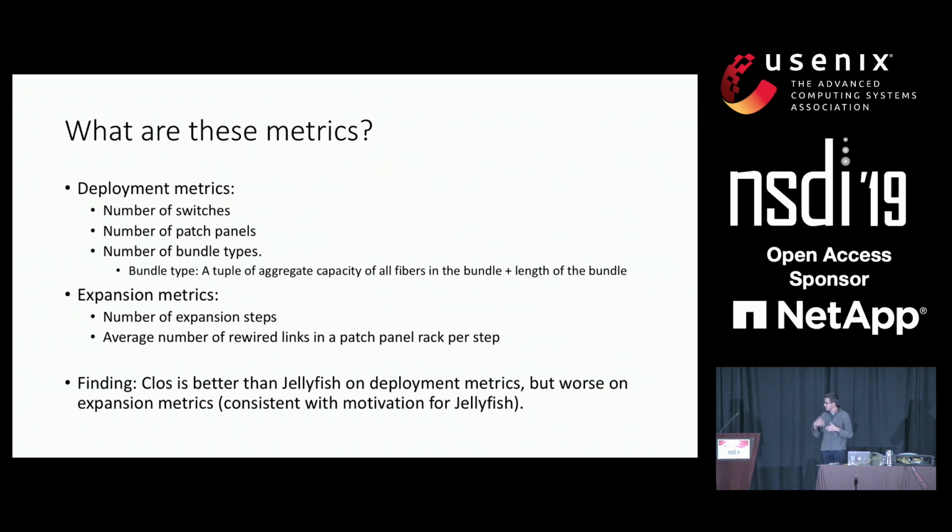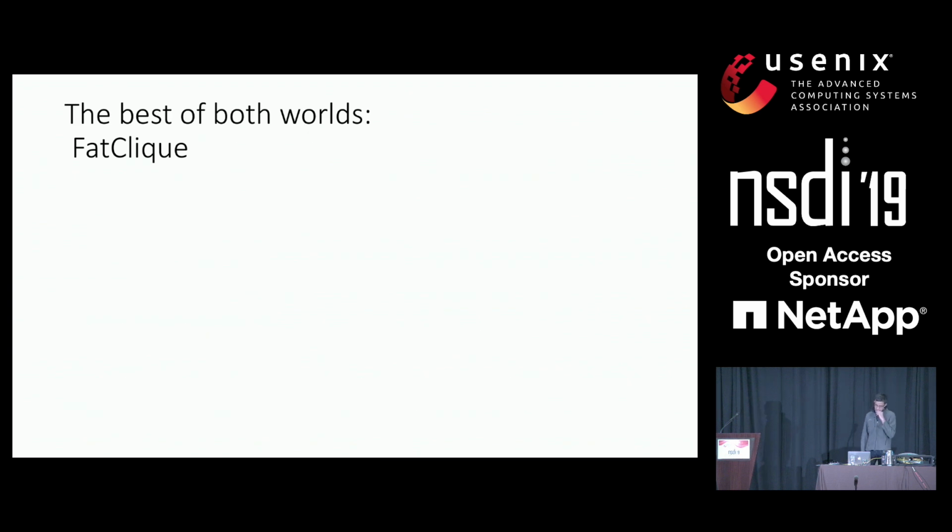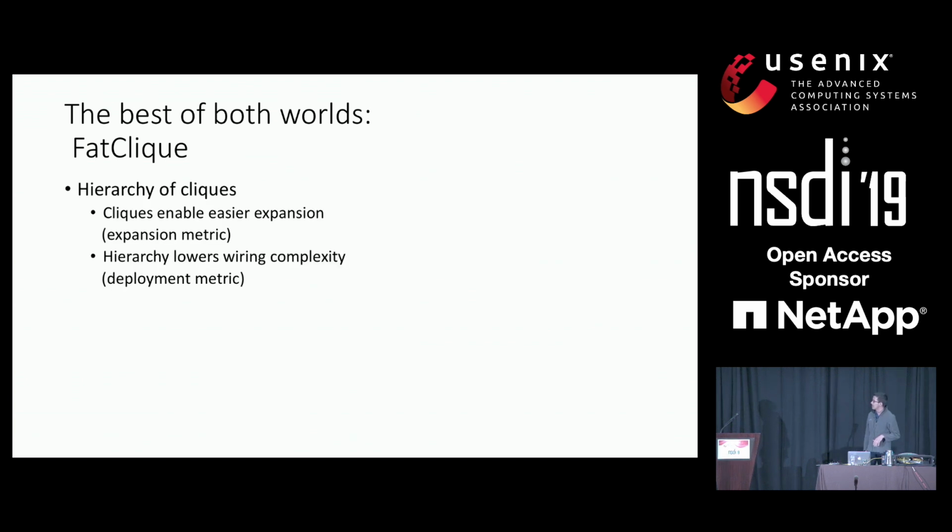This paper finds that CLO topologies are better on deployment metrics, but are actually worse on expansion metrics. And that's consistent with how Jellyfish was motivated in the first place. And the final finding of this paper is this class of topologies called the fat clique that gives you both. Essentially, the idea is to use a hierarchy of cliques.